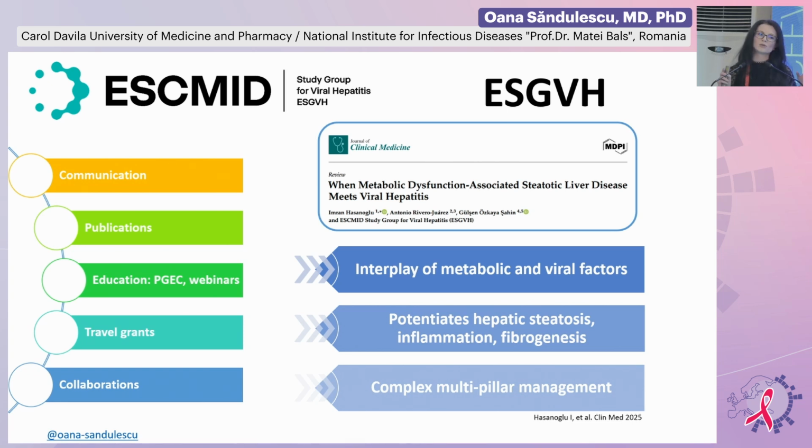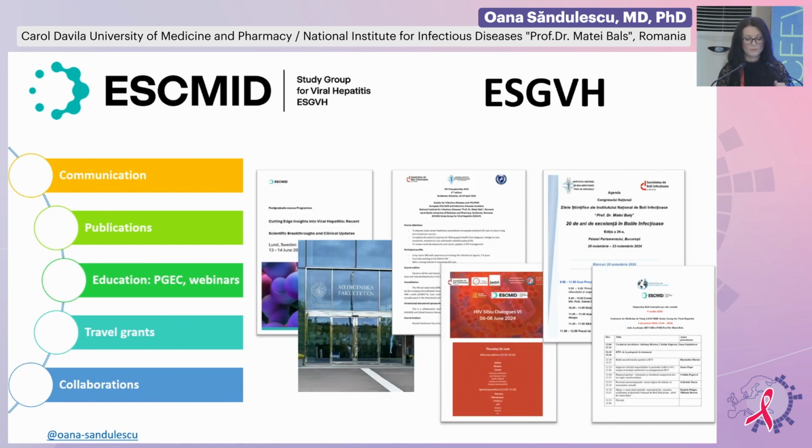And because this session was co-organized together with the ESMID study group for viral hepatitis, this is just a nice paper that reminds us that, yes, we are treating patients who have hepatitis B virus infection, but our patients also have other comorbidities. And if our patients also have MASLD, so metabolic dysfunction-associated steatotic liver disease, there's so much more that we need to understand because there's an interplay of the metabolic and the viral factors, which potentiates both hepatic steatosis, fibrosis, and inflammation. And we need to really understand what's going on with our patient as a whole in order for us to address all of these different mechanisms.